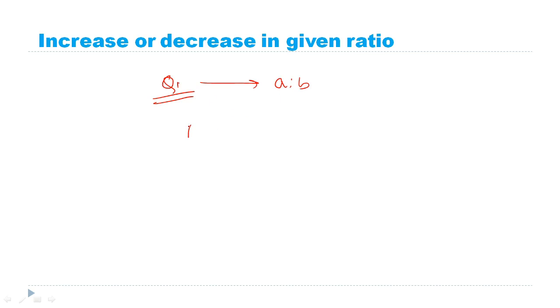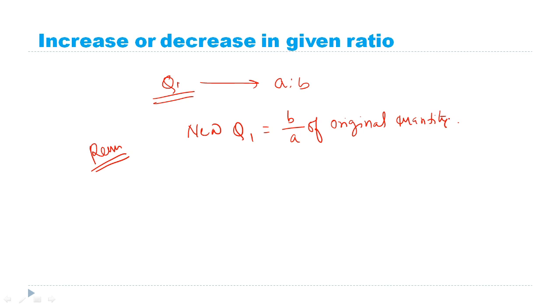Q1 is the quantity, and we are going to increase this quantity in the ratio A is to B. Okay, the new quantity will be what? The new quantity will be B by A. Remember this one. New quantity will be B by A of the original quantity.